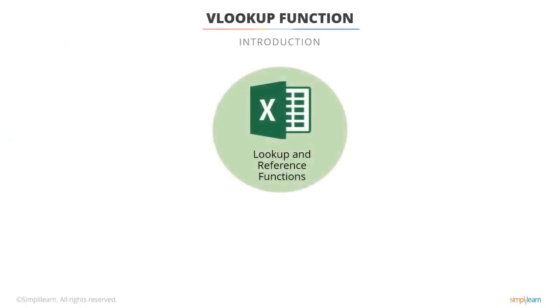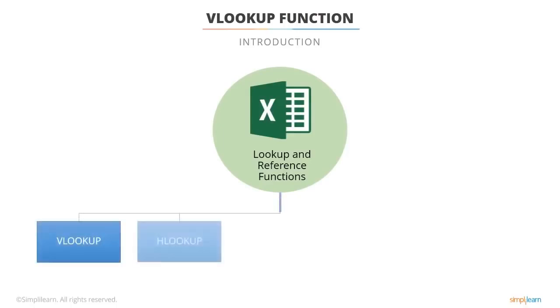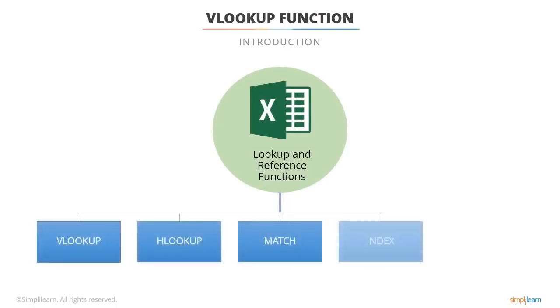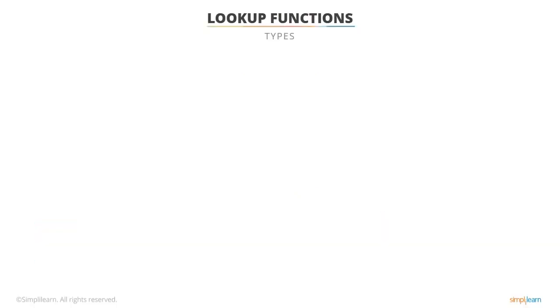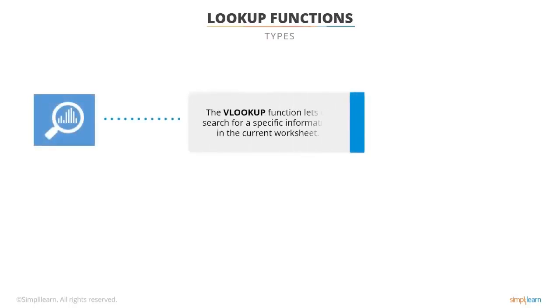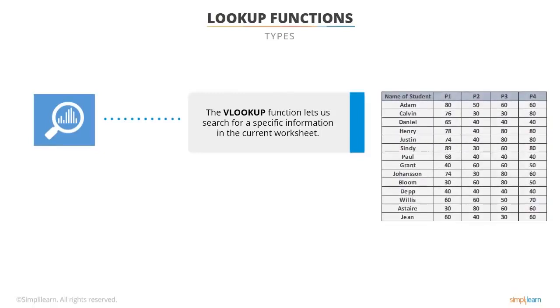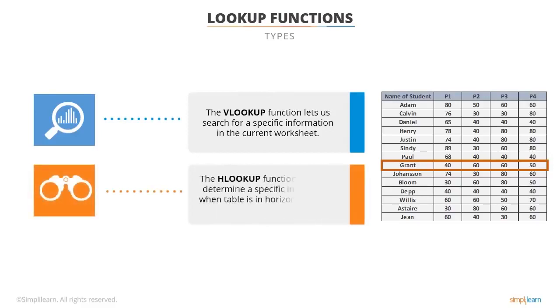Let us now study about different lookup and reference functions used in Excel, such as VLOOKUP, HLOOKUP, match, index, and offset function. The VLOOKUP function lets us search for specific information in the current worksheet. Say we have a list of students with marks. We can search for the marks of a specific student. If our table is in horizontal format and we want to determine a specific value, then we use the HLOOKUP function.